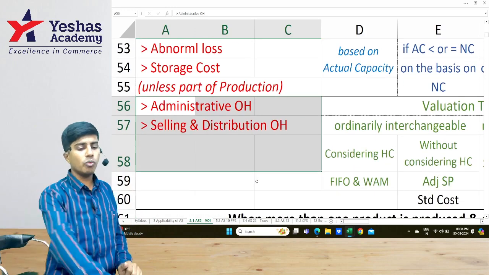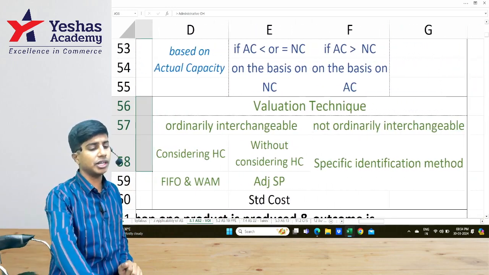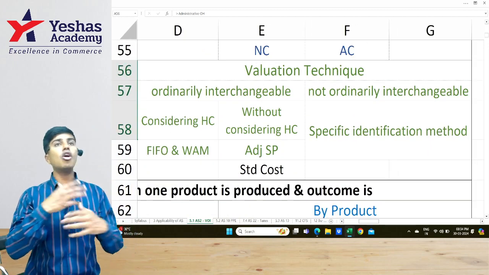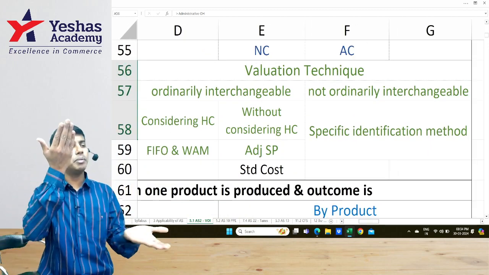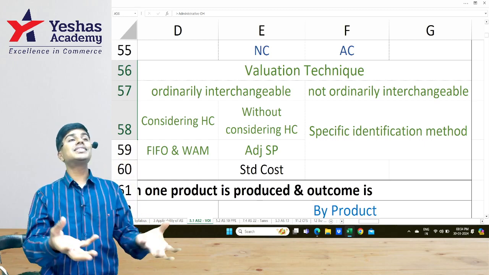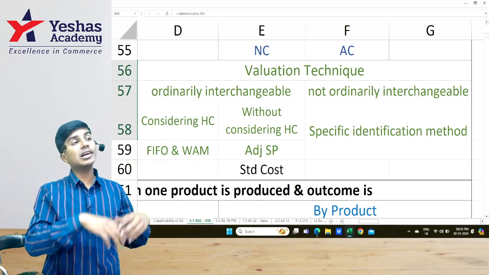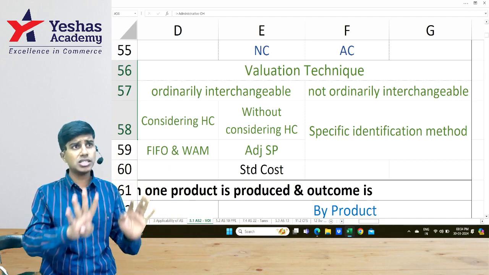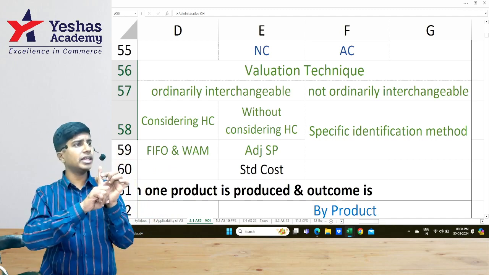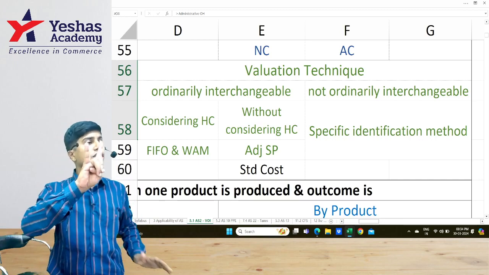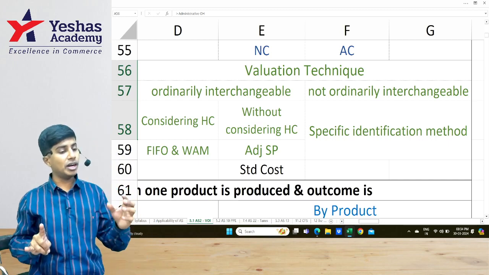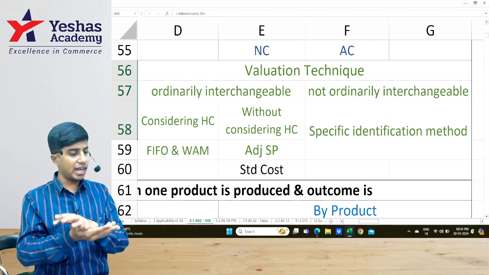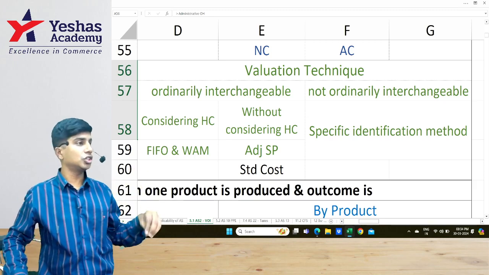Then, talking about valuation techniques, we have several. You would have learned this in your CA Foundation, chapter 4. If the units are ordinarily interchangeable, one unit can be replaced with another, then considering historical cost, we learnt in foundation that we have FIFO, LIFO, SAM, and VAM. But AS 2 says you can either follow the first in, first out method or the weighted average method. These two methods can be followed if items are ordinarily interchangeable, one product can be exchanged with another, and we are considering historical cost.